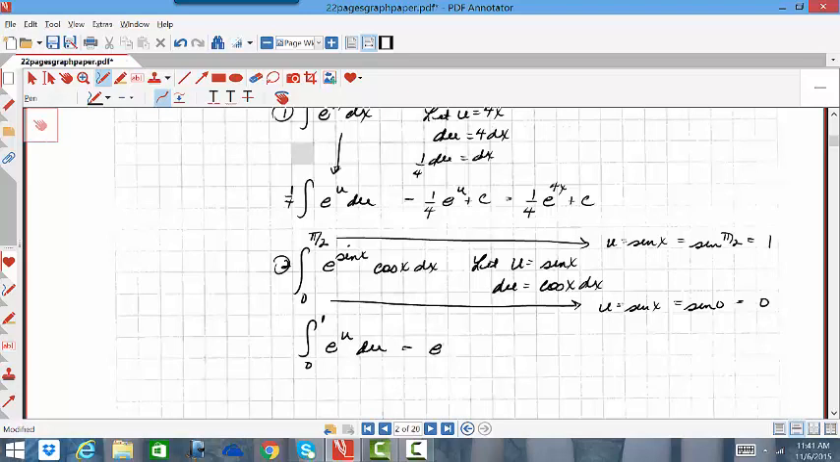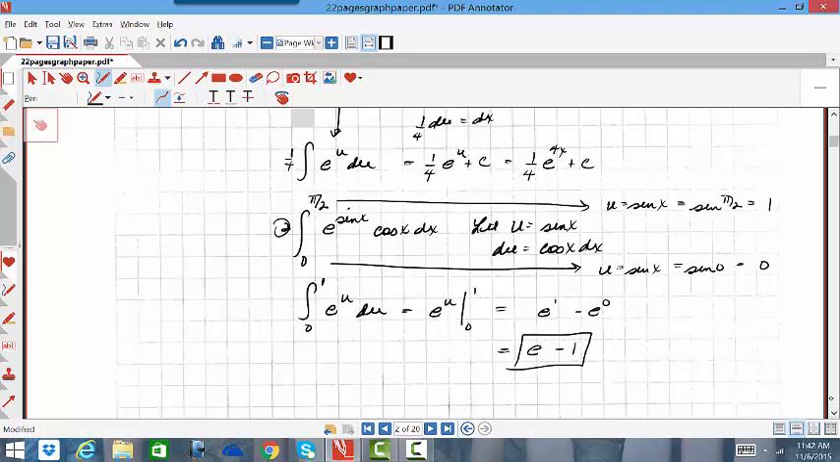So this becomes just e to the u, evaluated from 0 to 1, which becomes e to the first power minus e to the 0. Well, e to the first power is e, and e to the 0 is 1. So the grand answer is just e minus 1. Right, so integration and differentiation is really not too bad for the exponential function e.